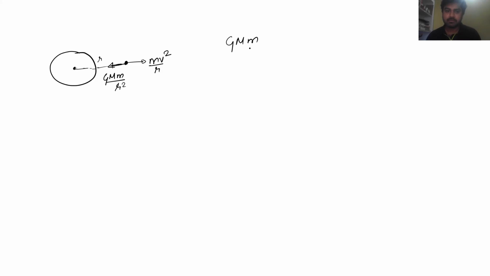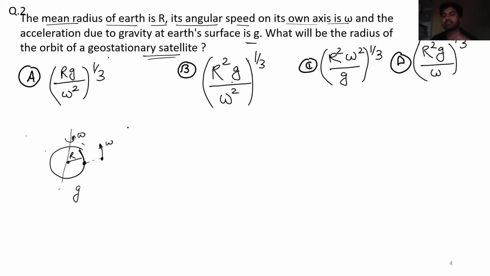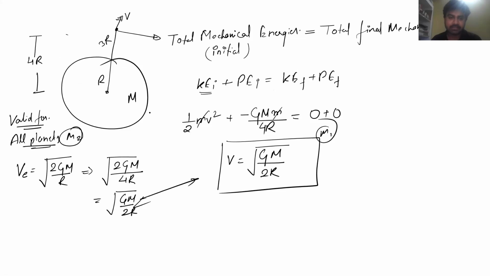G M by r square is equal to m v square by r. m gets cancelled out. From here r gets cancelled out. So v is equal to under root of G M by r. But see here, in the question it is given that we have to find the answer in terms of g, right? If you see the options, all options are in the form of g, small g. Okay, so let's find.